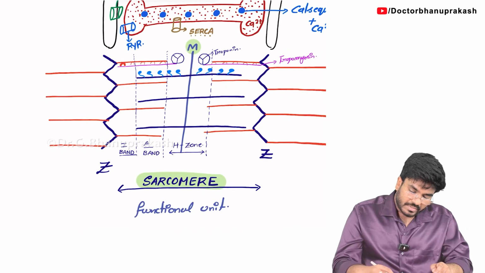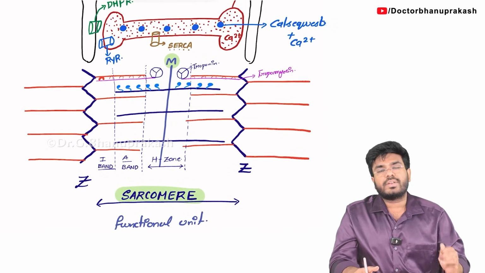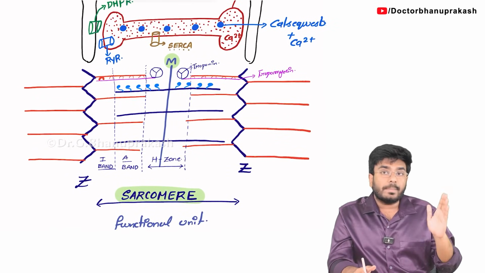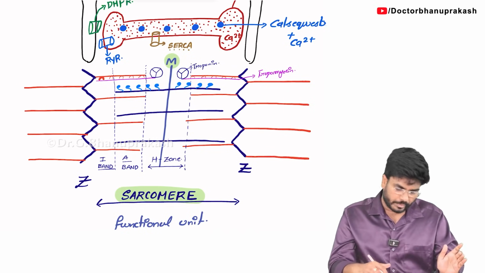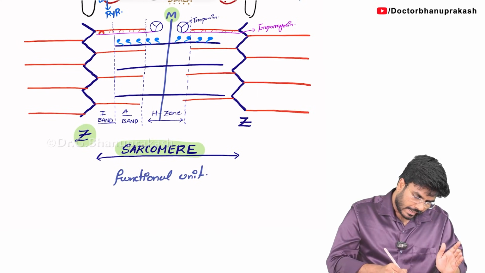So, why is this important for your exam? They will ask you to arrange the order from the periphery to the center in a sarcomere. Arrange from periphery to center in a sarcomere. So, always remember Z-I-A-H-M.